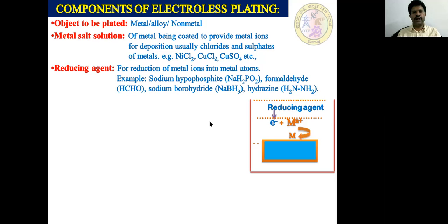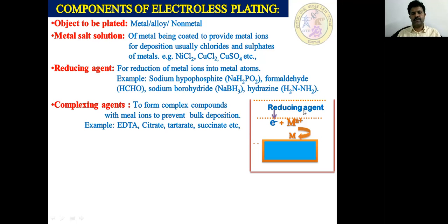Another very important component is the reducing agent for reduction of metal ions into metal atoms, because the reducing agent will provide the electrons that are required for reduction. For example, we can use sodium hypophosphite, formaldehyde, sodium borohydride, hydrogen, etc.